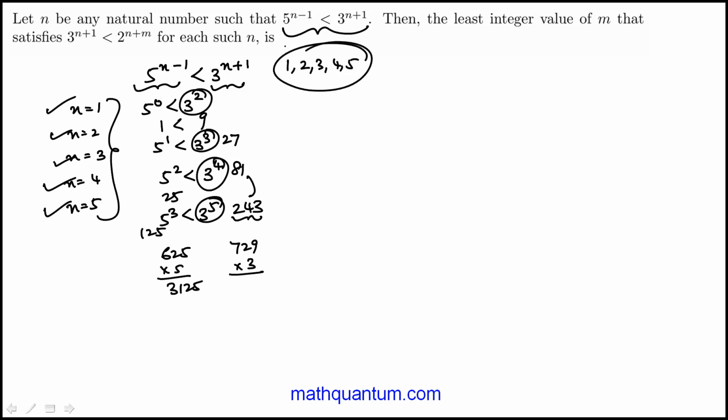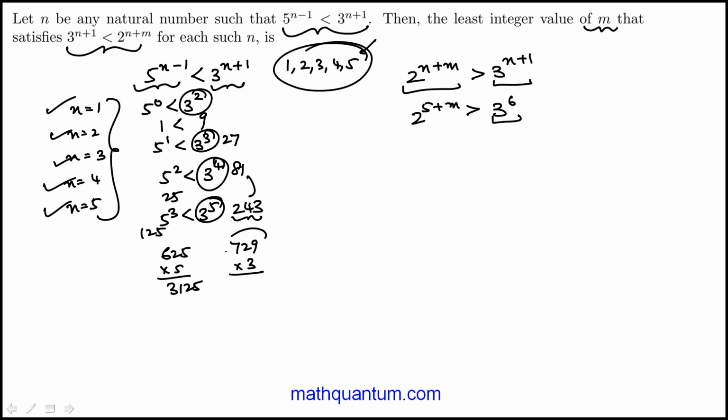Now, we need to satisfy this for all values of n, and we're looking for the least integer value of m. So I'm actually going to go for the highest value of n, because we know, again, 3 to the power will exceed that at some point as n becomes large. So if n is 5, 3 to the 6, we've already done here, 729. And I need to make sure that this piece is greater, so choosing a value for m.